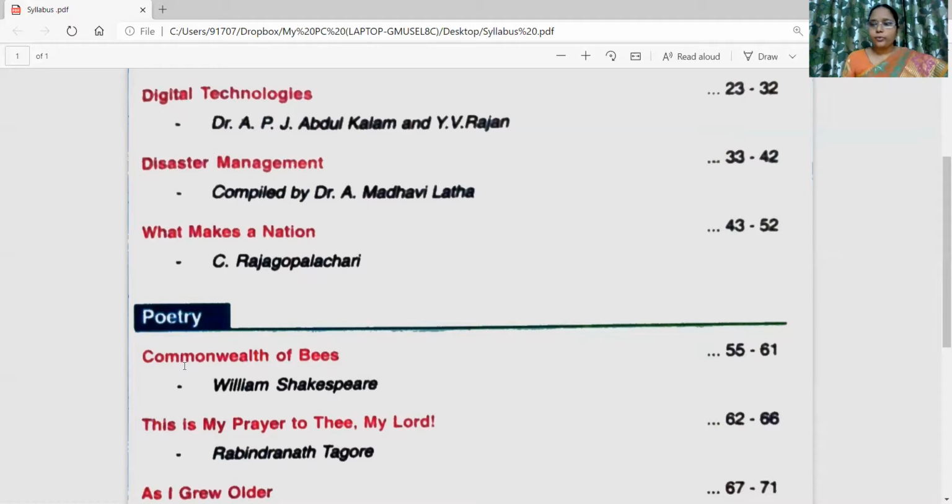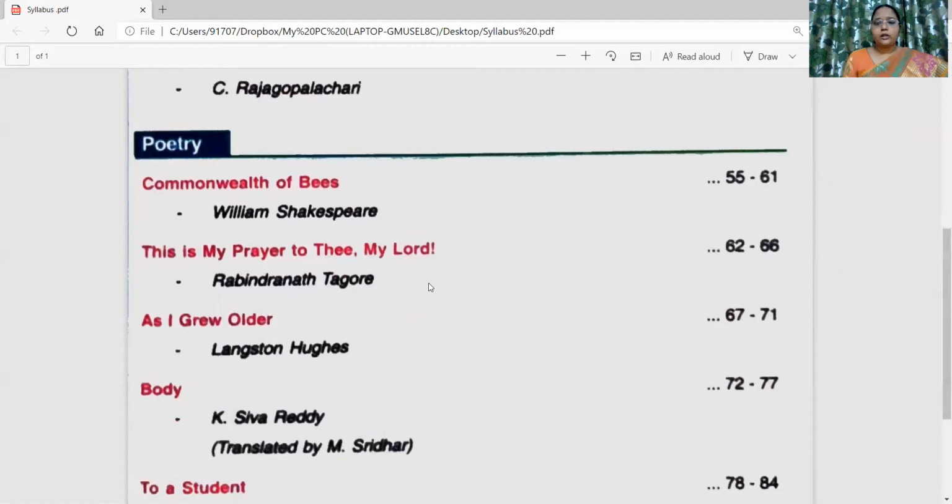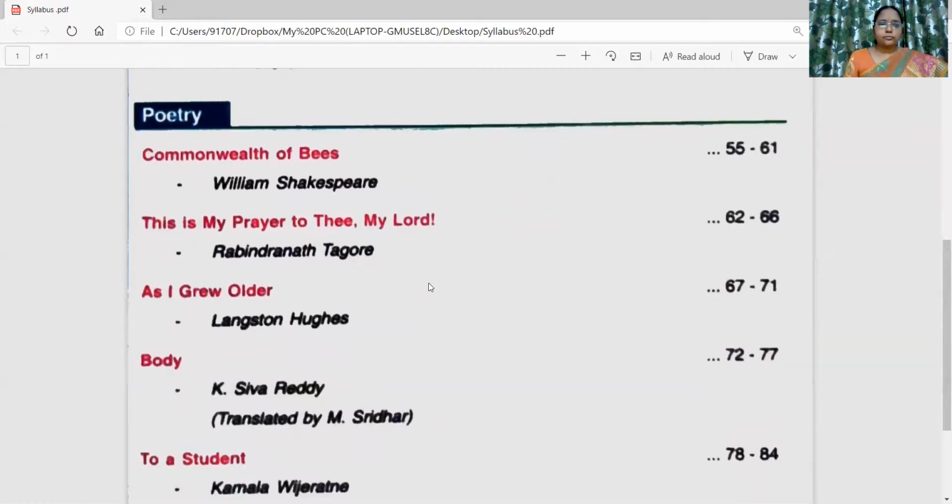From these 5 prose lessons, we get 2 annotations and 2 question and answers, basically for 16 marks. Each question carries 4 marks. Basically for 16 marks, we get 2 annotations and 2 question answers from prose lessons. So we'll have a nice time while I'm teaching the prose lessons.